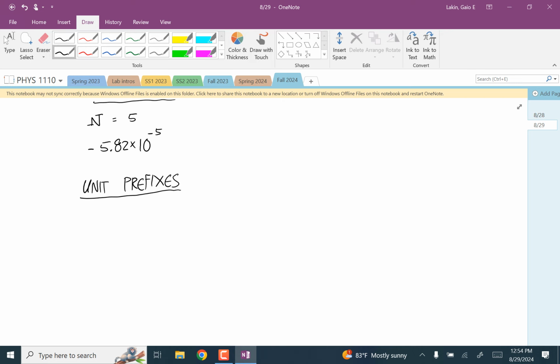But giga is a prefix. Okay, so the main ones that we're going to see are micro, so this is going from smallest to largest. And micro is denoted with the Greek letter mu. And the Greek letter mu is the easiest one to remember because it looks kind of like an M and kind of like a U, and that's how you spell mu. And the meaning of micro is times 10 to the minus 6.